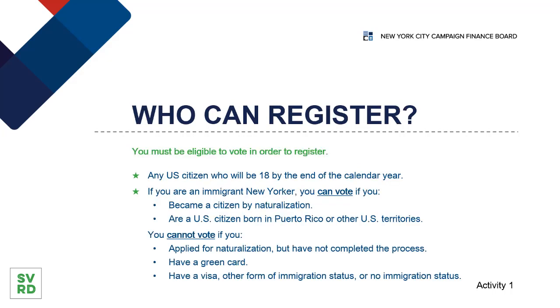It is very important to go over who can register and who cannot. You must be a U.S. citizen who will be 18 by the end of the calendar year in order to register. If a student is an immigrant New Yorker, they can vote if they became a citizen by naturalization or a U.S. citizen born in Puerto Rico or other U.S. territory. They cannot vote if they applied for naturalization but have not yet completed the process, if they have a green card or have a visa, other form of immigration status, or no immigration status.